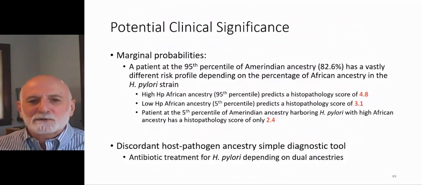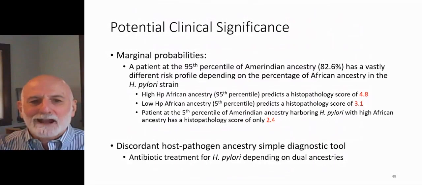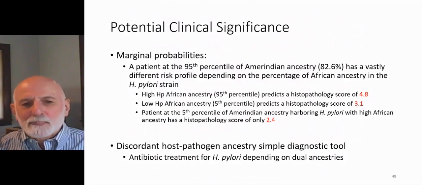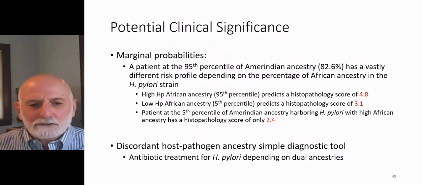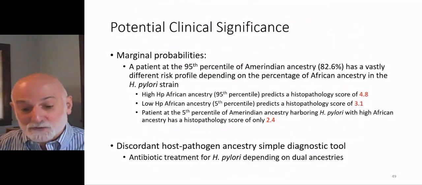So we asked the question: the people who have the highest level of Amerindian ancestry, at the 95th percentile, if they had a high level of African ancestry H. pylori, they had a worse disease, whereas if they had a low level, they had a more benign disease. Remember, higher number is more severe. And if you take the other end, people with a low percentage of Amerindian ancestry with a high percentage of African ancestry H. pylori, they're doing okay. So the severity of disease is being driven by a discordance between the ancestry of the host and the bug. And so the question is, treat the people who have ancestries that are discordant.